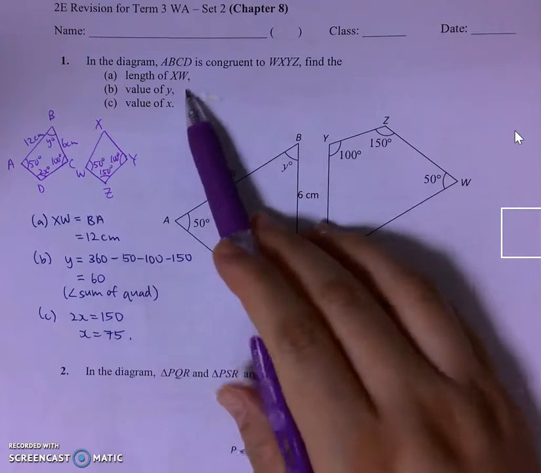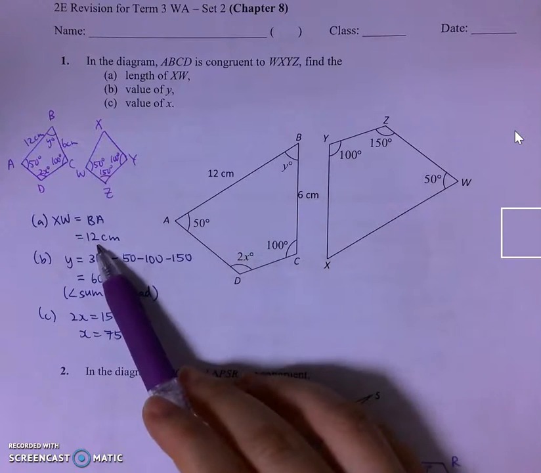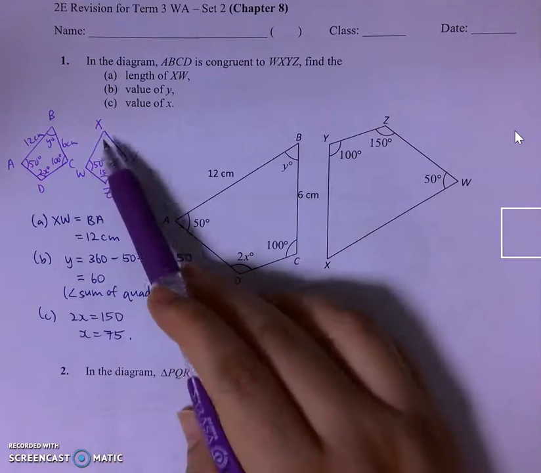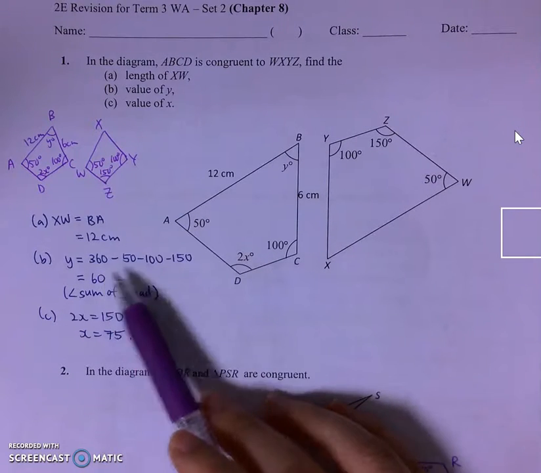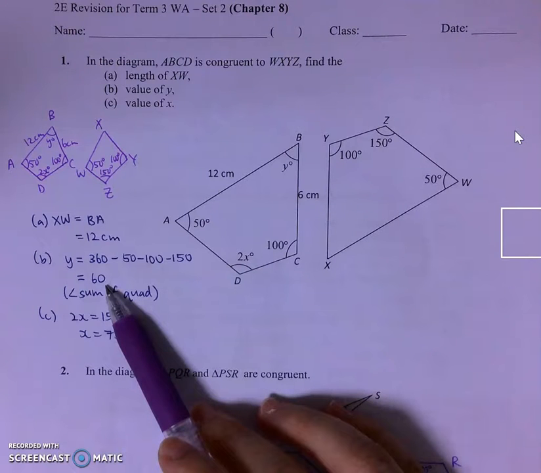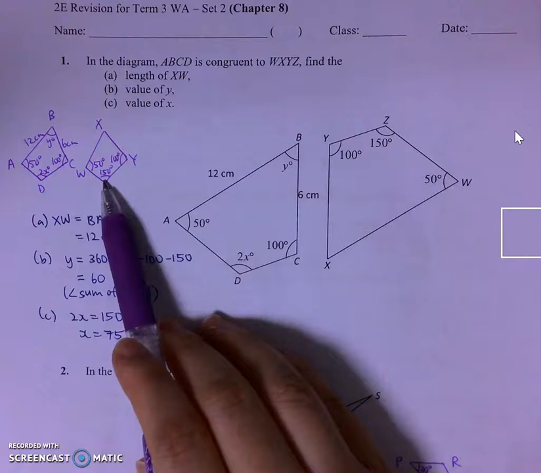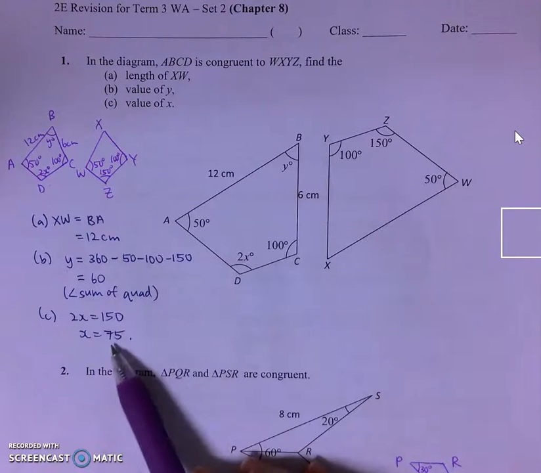So the length of XW is the same as the length of BA, which is 12. The value of Y is actually this angle here, and I know that the sum of angles in a quadrilateral has to add up to 360. So that will give me the value of Y. The value of X, so this is 2X, which equals 150, because they are corresponding angles, they should be the same. And that will give me the value of X.